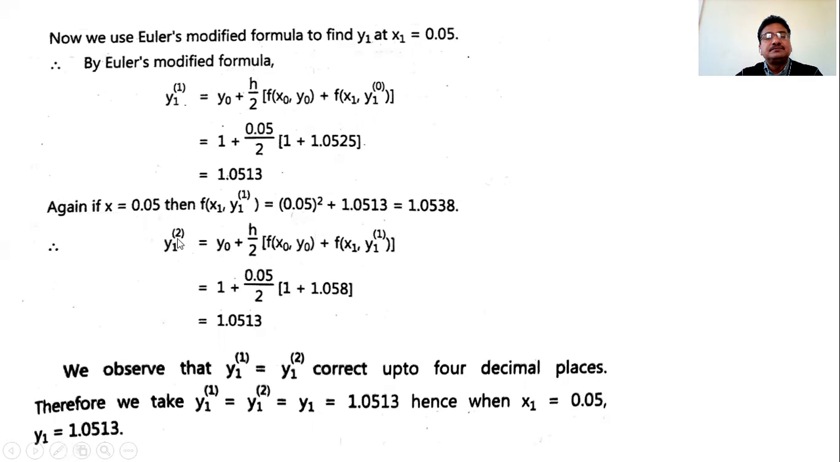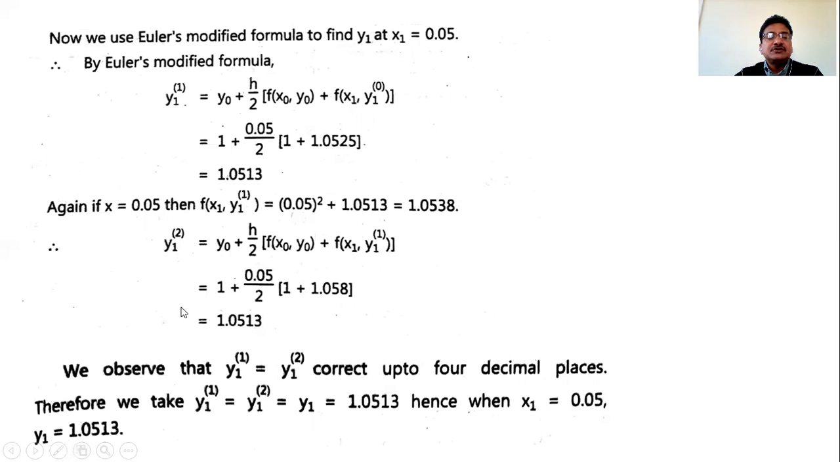Then find y1 superscript 2. What is the formula for y1 superscript 2? It is y naught plus h by 2 f of x naught, y naught, same as this, plus f of x1, y1 superscript 1. Just write 1 in place of 0. And then find f of x1, y1. f of x, y is x squared plus y, so f of x1, y1 is x1 squared, that is 0.05 squared, plus y1 superscript 1, which is this. And then by using the formula we have this answer, y1 superscript 2.